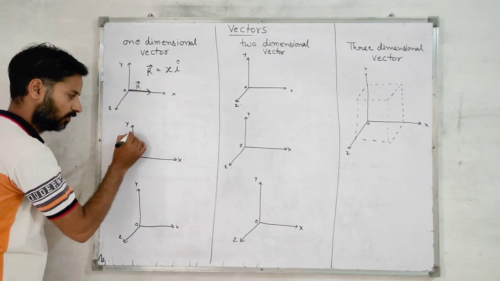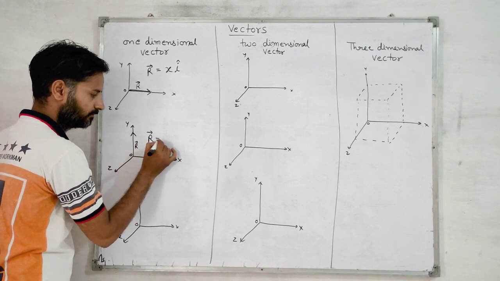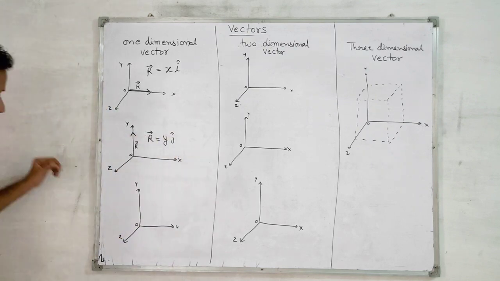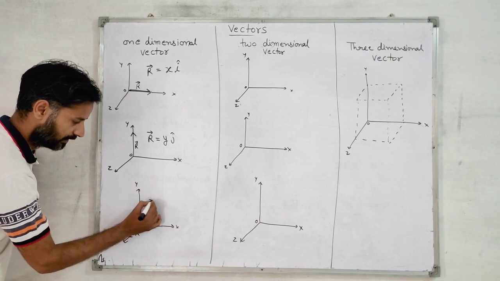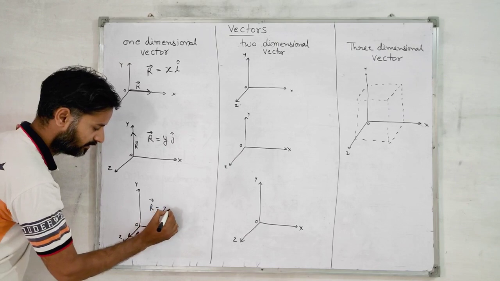If the vector is along y axis, then this can be written as y j cap. If the vector is along z axis, then this vector can be represented as z k cap.